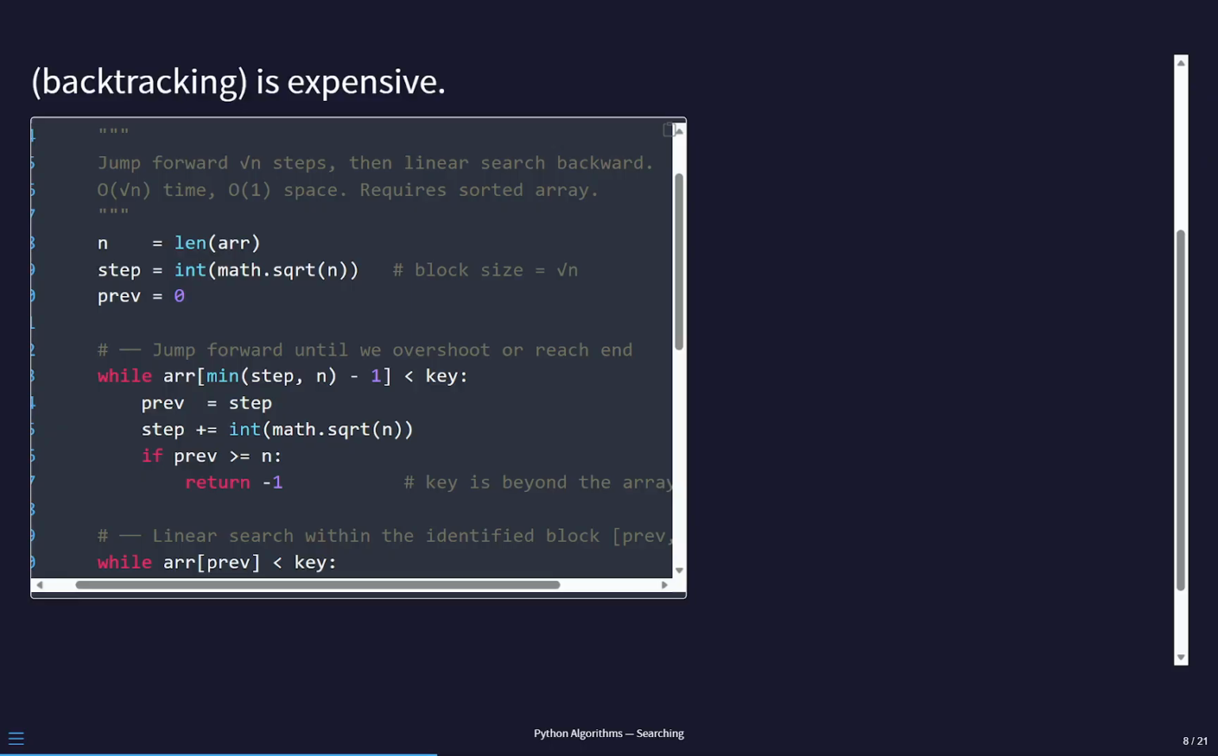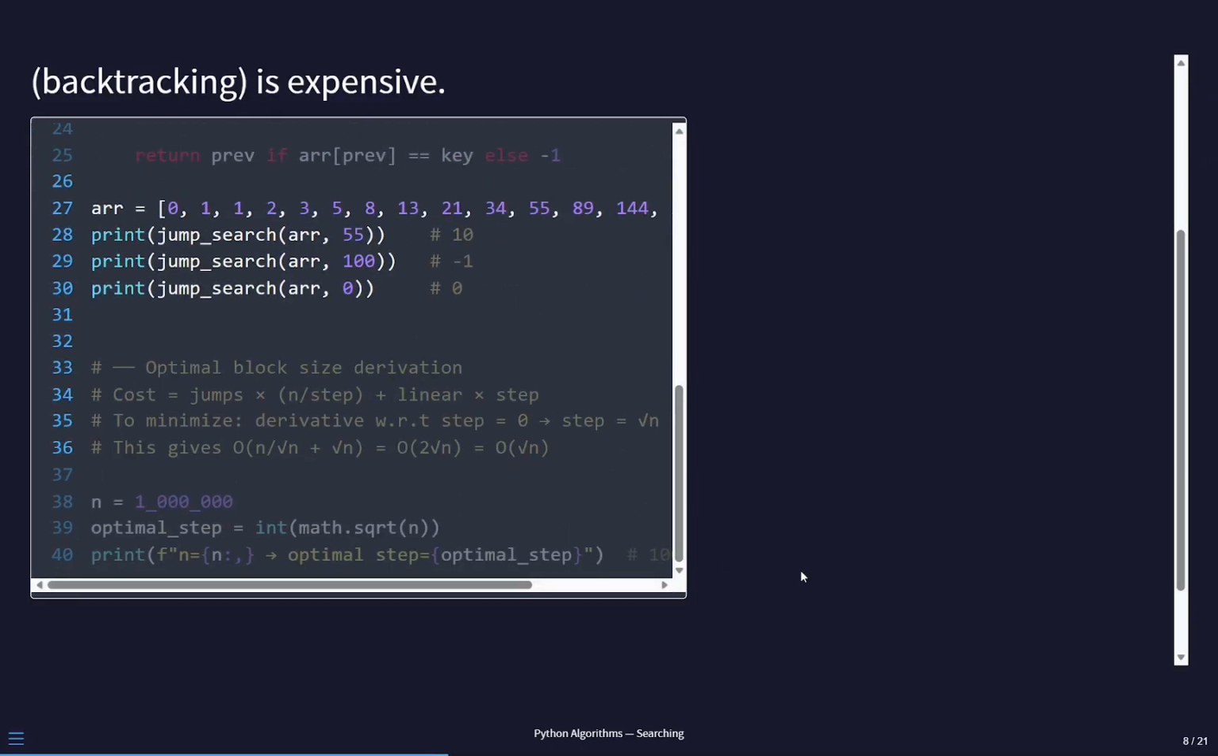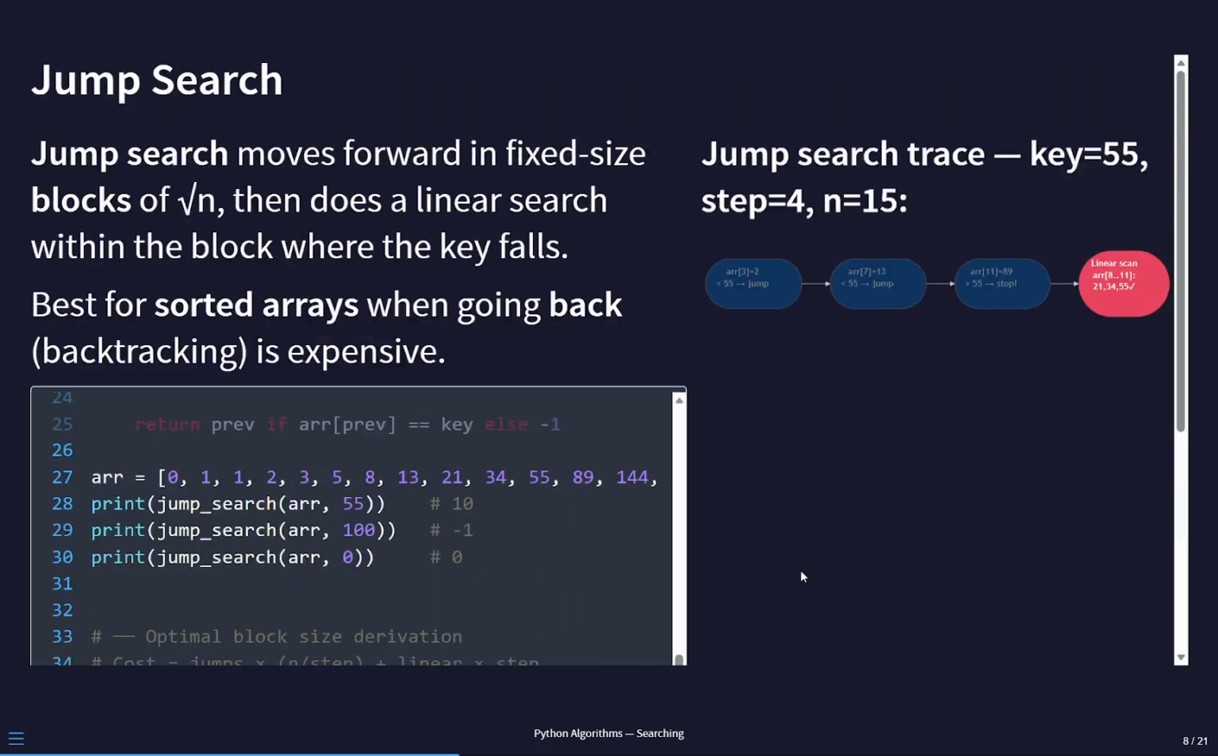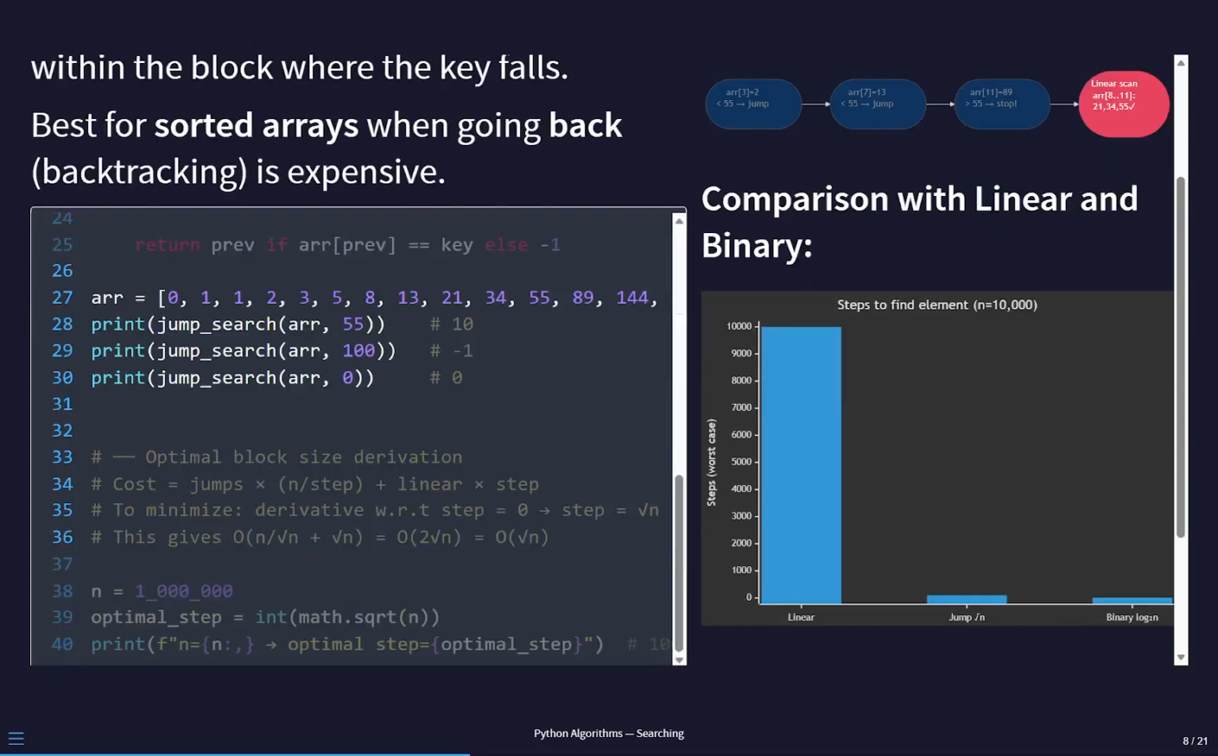Click. The search trace shows key equals 55 in a 15-element Fibonacci array with block size 4. Jump to index 3, value 2, too small. Jump to index 7, value 13, too small. Jump to index 11, value 89, too large. Stop. Linear scan from index 8 backward. 21, 34, 55 found.